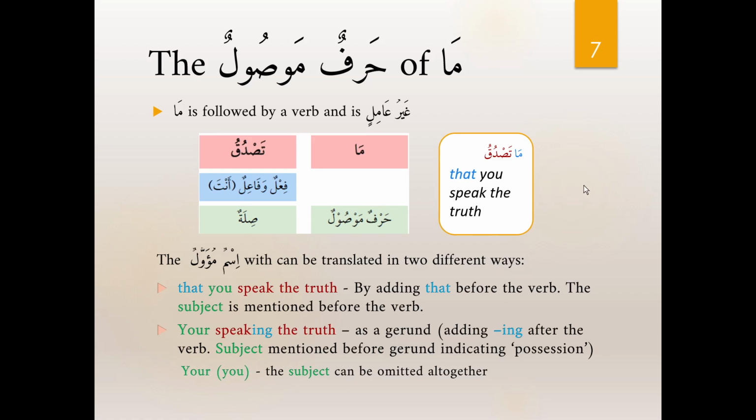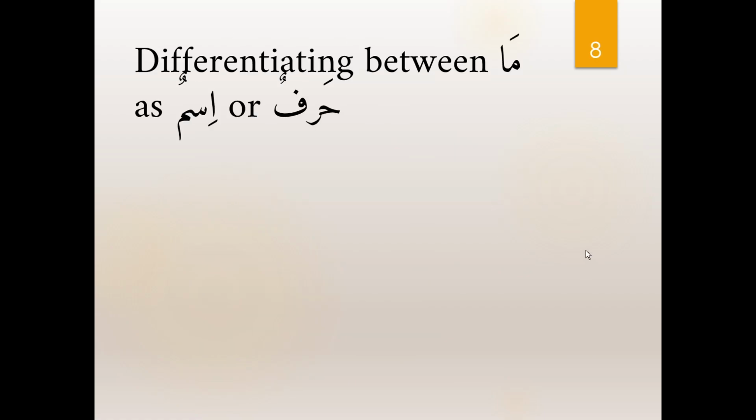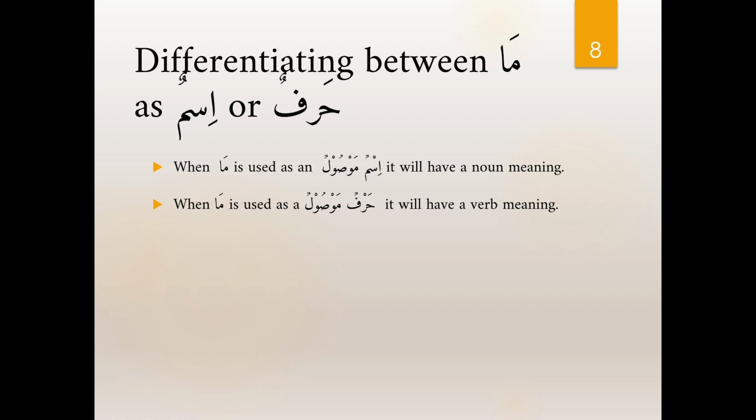Or you can just say "speaking the truth" when you drop the subject. Okay. So how do we differentiate between ma as isim or ma as harf? Okay. So he had a neat way of saying it. He said, when ma is used as an ismun mawsulun, an isim, it will have a noun meaning. When ma is used as a harfun mawsulun, it will have a verb meaning.